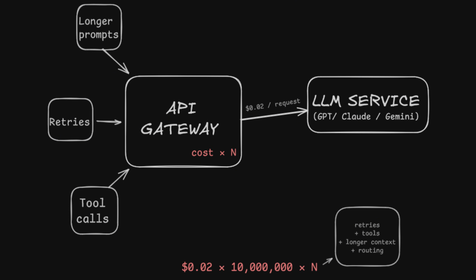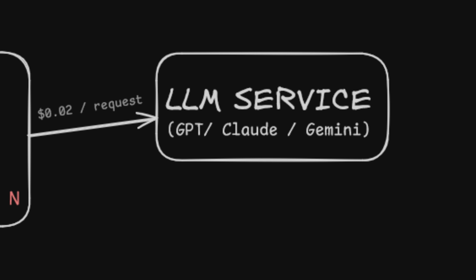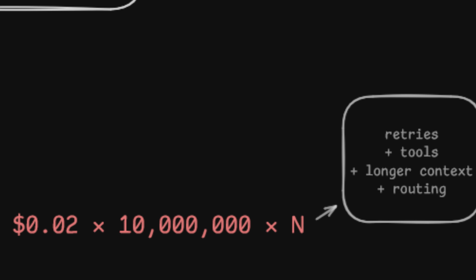Because the system is adaptive, it reacts to uncertainty. It explores alternatives. It tries again when confidence is low. That's what makes modern AI systems powerful, and that's what makes them expensive. Traditional cost models assume n equals 1. One request, one response, one billable event.